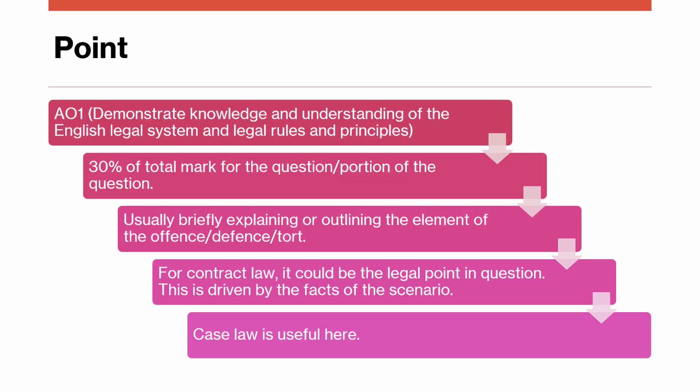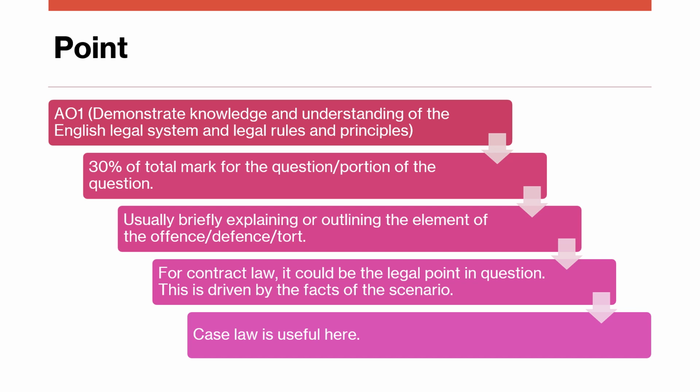So I'm going to now discuss what I mean by each of these factors: point, apply, and analyse. Obviously, we need to link it to the assessment objective. So assessment objective 1 is to demonstrate knowledge and understanding of the English legal system and legal rules and principles. That's a generic descriptor for AO1. And that is making the legal point, isn't it? Now, in an application question, that's worth around 30% of the total mark for the question, or portion of that question.